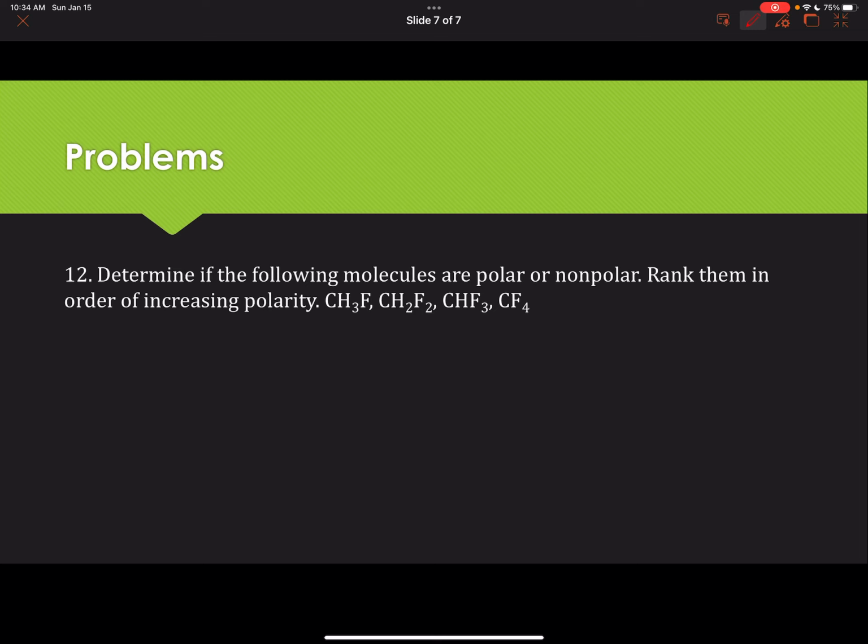But if we go ahead and draw our dot structures, I have my CH3F, I have my CH2F2, I have my CHF3, and then finally I have my CF4. So I've got my dot structures drawn.